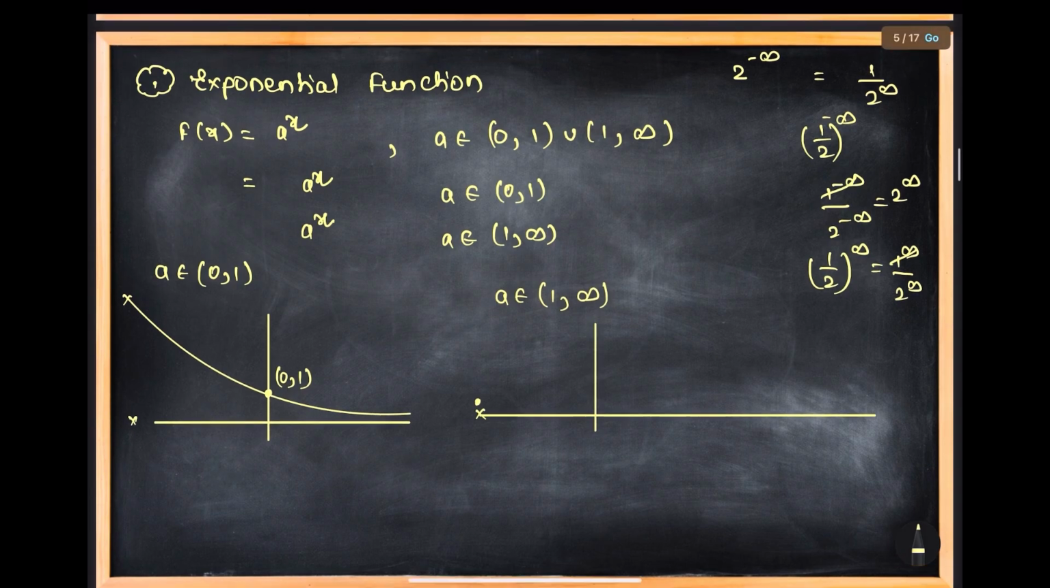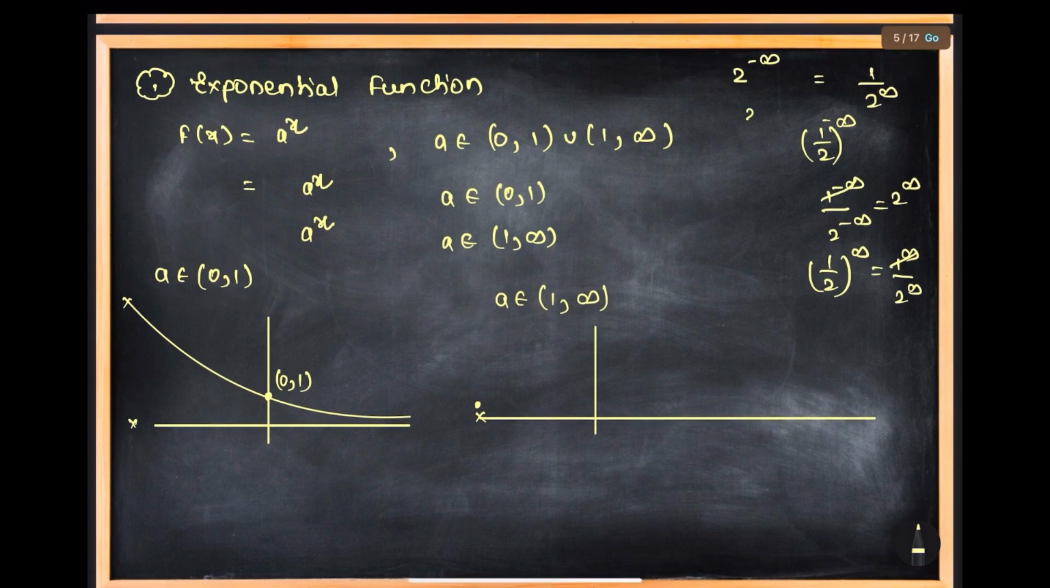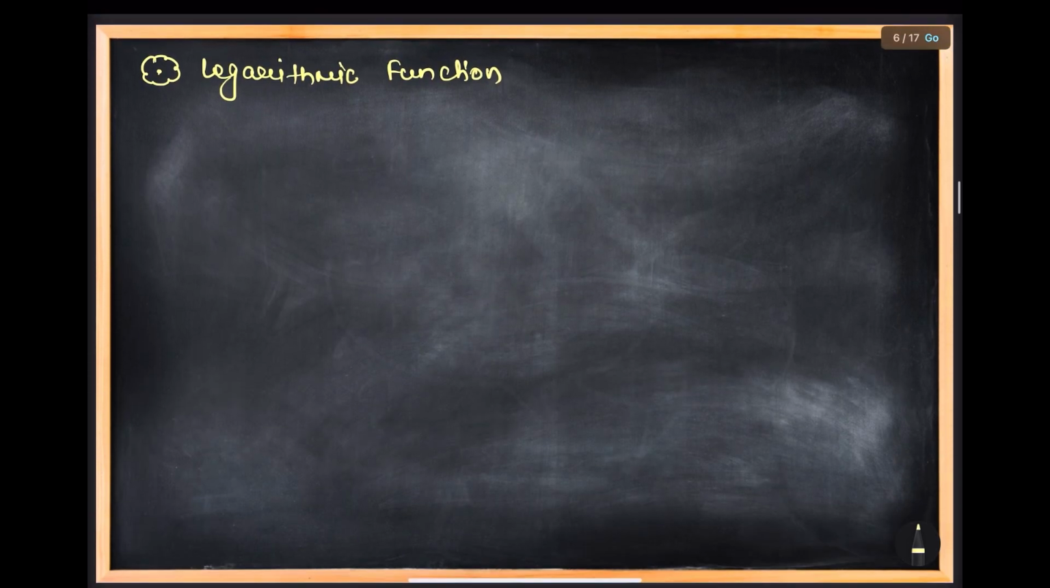If I ask you what is the value of the function 2 power x at infinity, you will say that it is infinity. So your graph will look like this. And if I ask you what the point is, you will say that here x is 0, so 2 power 0 is 1, so (0, 1). So this is the graph of your exponential function. If the base is 0 to 1, it looks like this, and if the base is 1 to infinity, your graph will look like this.